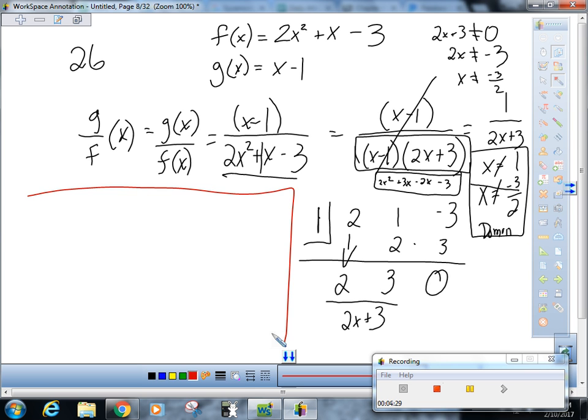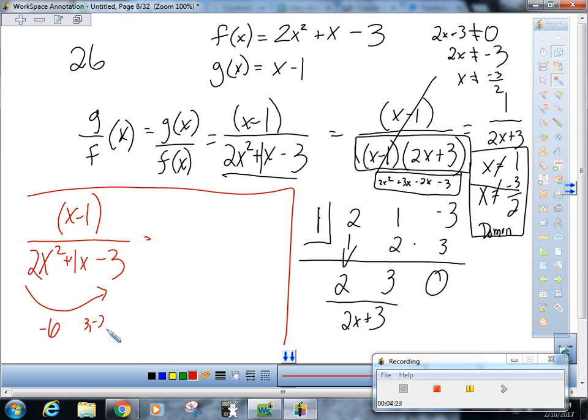I'm just redoing this problem in red. We had x minus 1 over 2x squared plus 1x minus 3. Okay. I'm looking for two numbers that multiply to be AC, so they multiply to be negative 6, and add to be positive 1. What are those numbers? Positive 3 and negative 2.